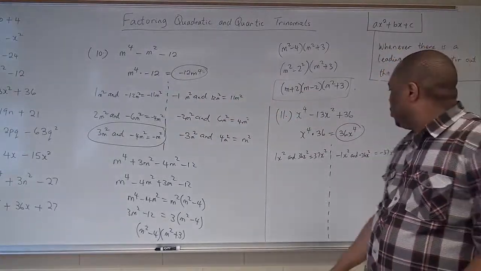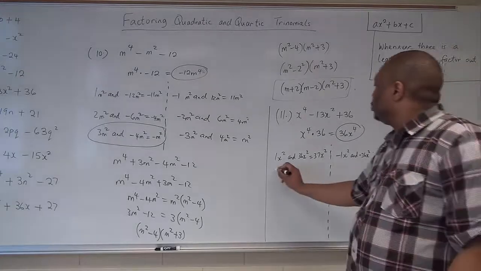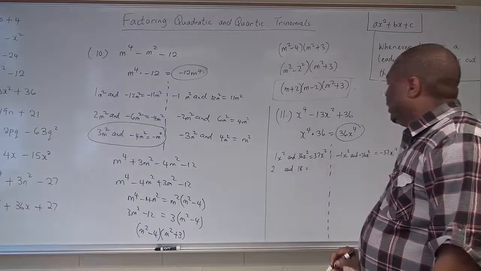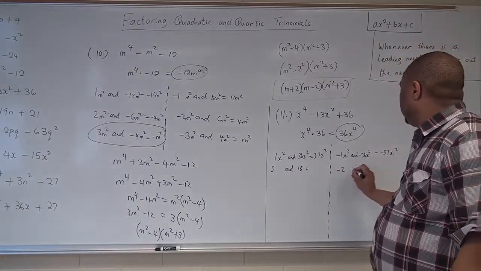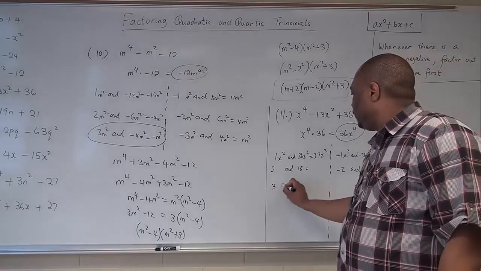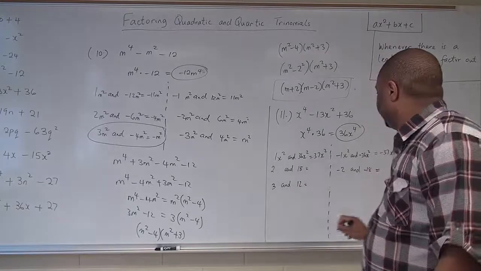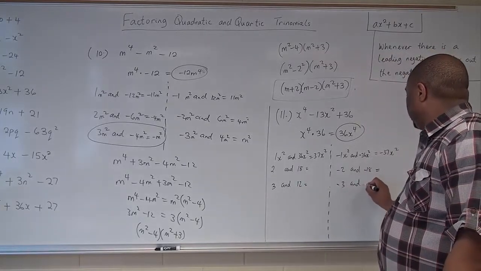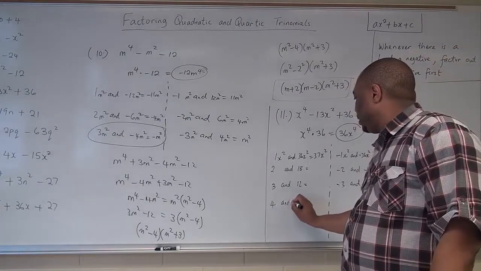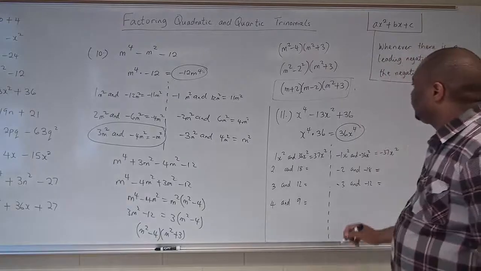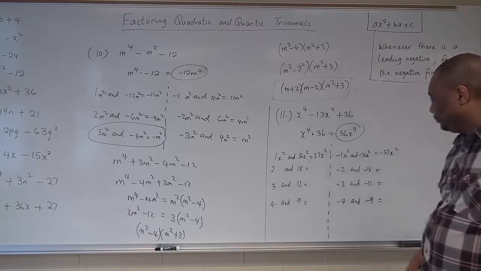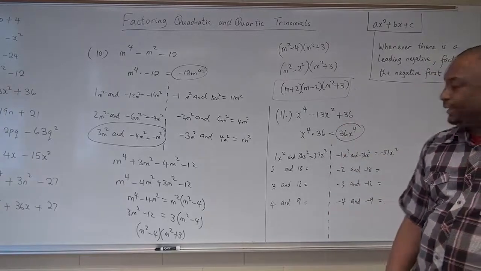So 1 and 36 won't work. Negative 1 and negative 36 won't work. 2 and 18 won't work. Negative 2 and negative 18 won't work. 3 and 12 will not work. Negative 3 and negative 12 will not work. 4 and 9 will not work. But negative 4 and negative 9 will work. That gives you negative 13.